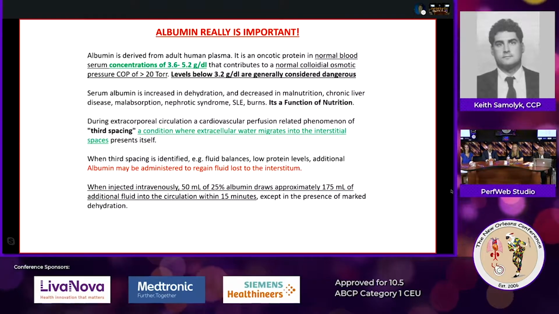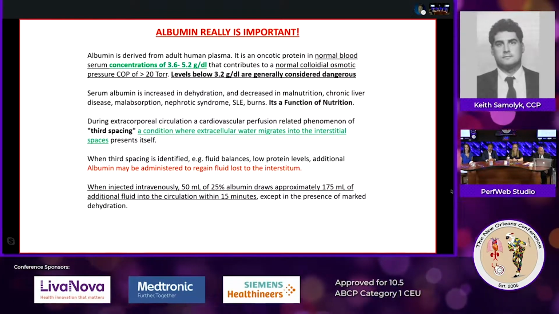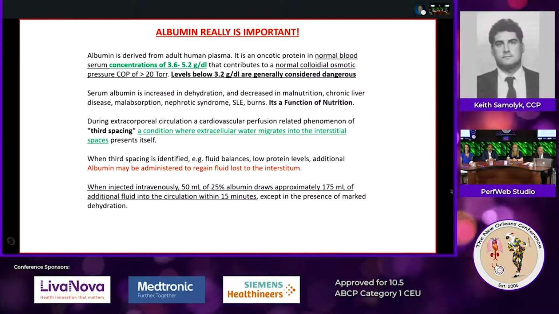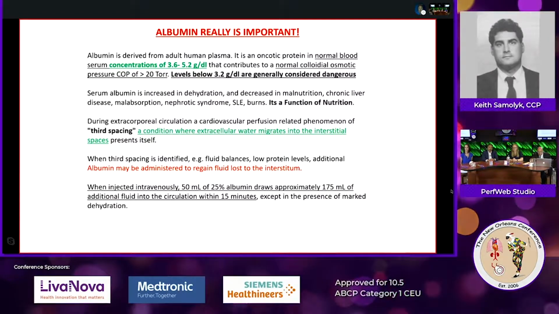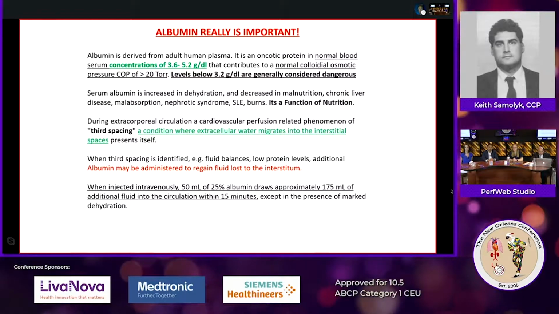So albumin is really, really important. A lot of people don't seem to think it is. I think it's one of the best things. If you're going to add something to your pump, I think the most important thing you can do is add albumin to your pump. And then, of course, don't cell wash it all away at the end. Save it. Concentrate it, give it back.